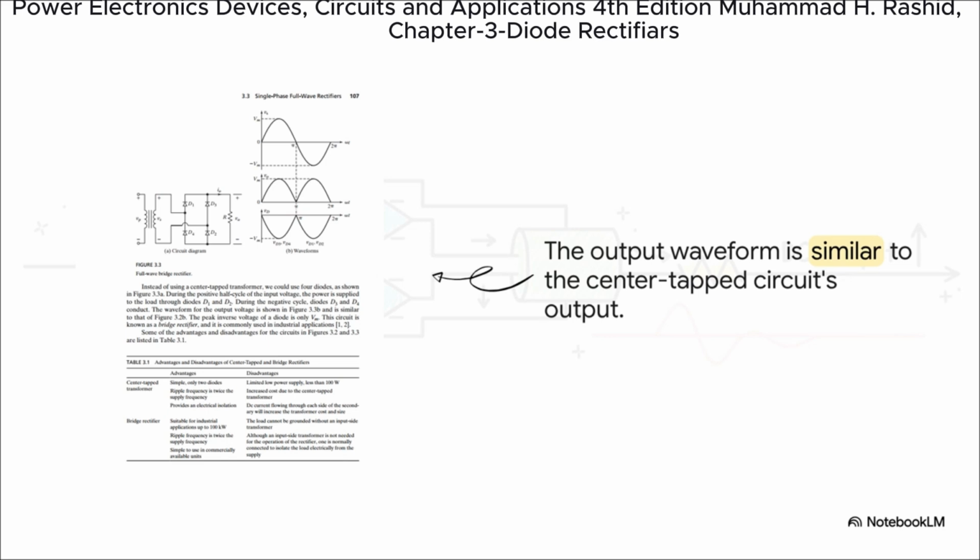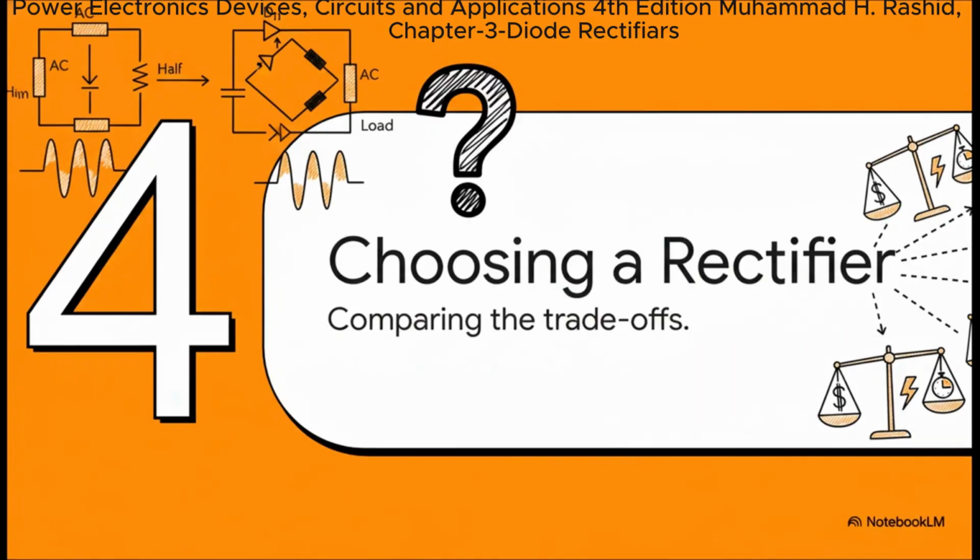It's still doing that same magic trick of flipping the negative half cycle up. It just gets there in a different way, by using pairs of diodes that work together to steer the current in the right direction no matter which way the input is swinging. Okay, so now we have two different circuits, and they both give us basically the same output. This happens all the time in engineering. You've got options, so which one do you pick for your design?